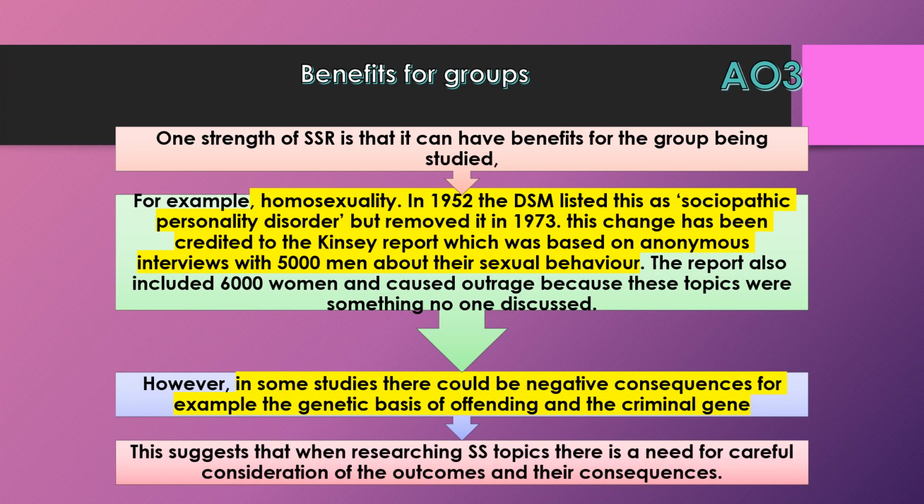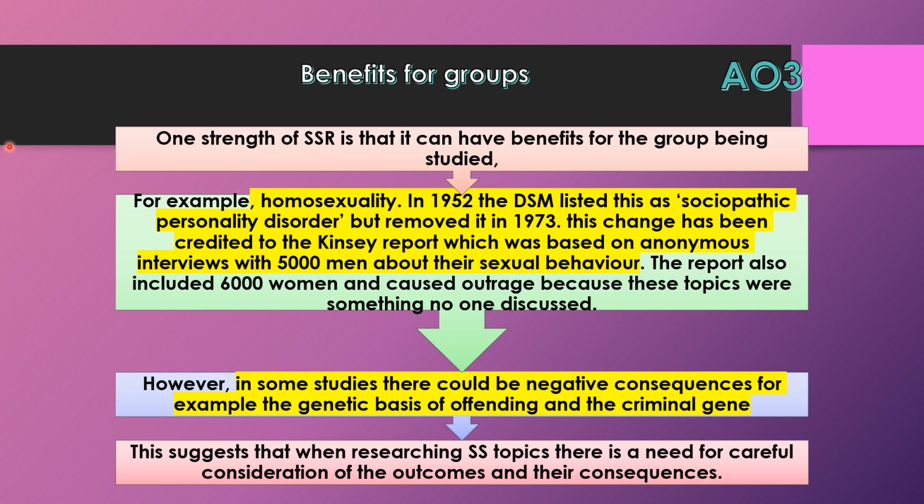Benefits for groups, a strength of socially sensitive research. So if we're doing something that is controversial, it actually can have benefits for the group being studied. Now, really interesting study here, talking about homosexuality. In the 1950s in the Diagnostic Statistical Manual, or DSM, this was seen as a sociopathic personality disorder. Removed in '73, and this change was on the back of the Kinsey reports, which was based on lots of interviews. They were anonymous, 5,000 men about their sexual behaviour, and it included 6,000 women.